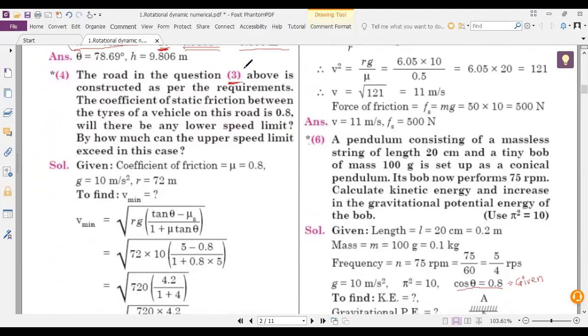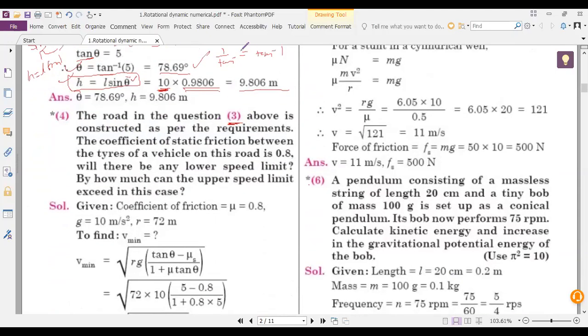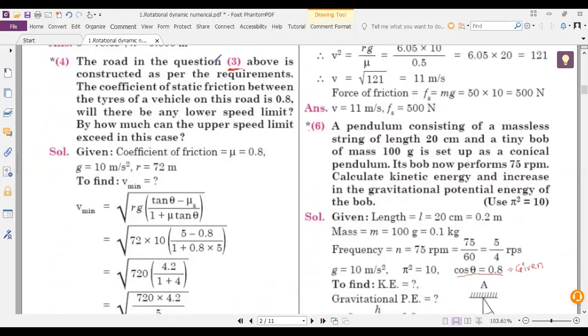3. It shows that this question is linked to the first question. The third question is linked. So what is the third question? The car is moving on a racing track. The road in question number 3 above is constructed as per the requirement of the coefficient of static friction. The road is constructed based on friction, correct? The tire of the vehicle on this road is 0.8. So 0.8 is my friction.